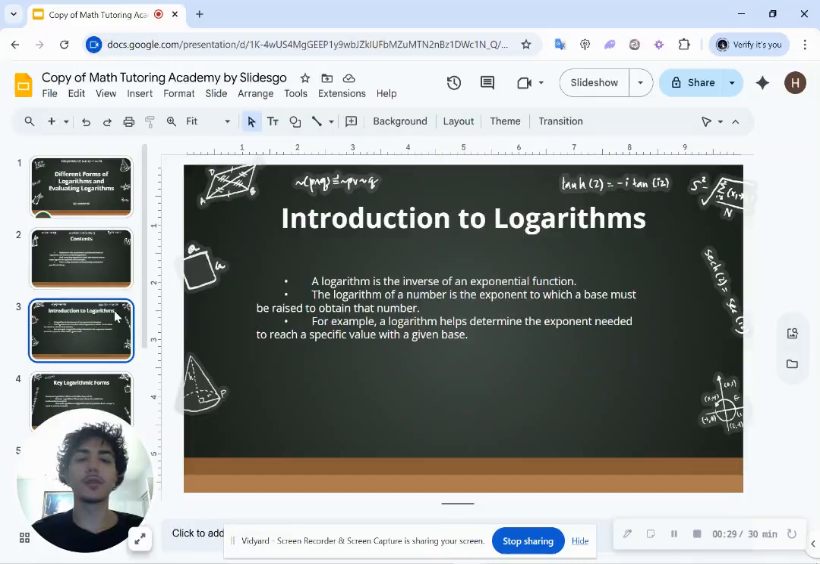Introducing logarithms. A logarithm is the inverse of an exponential function, and the logarithm of a number is the exponent to which a base must be raised to obtain that number. For example, a logarithm helps determine the exponent needed to reach specific values with a given base.